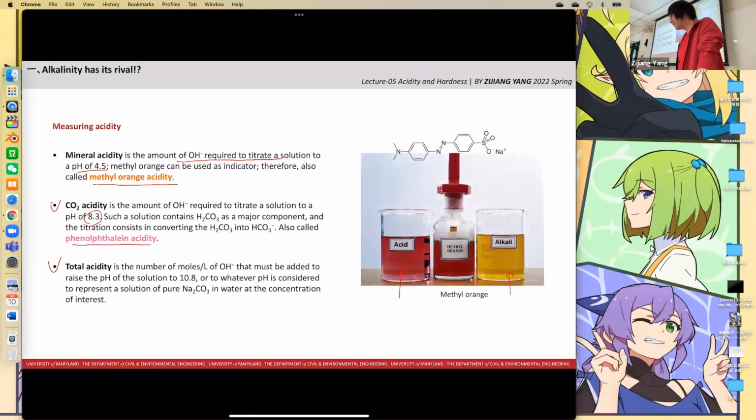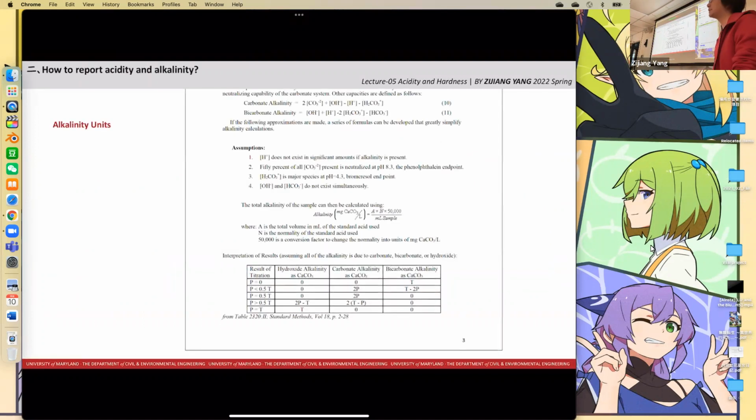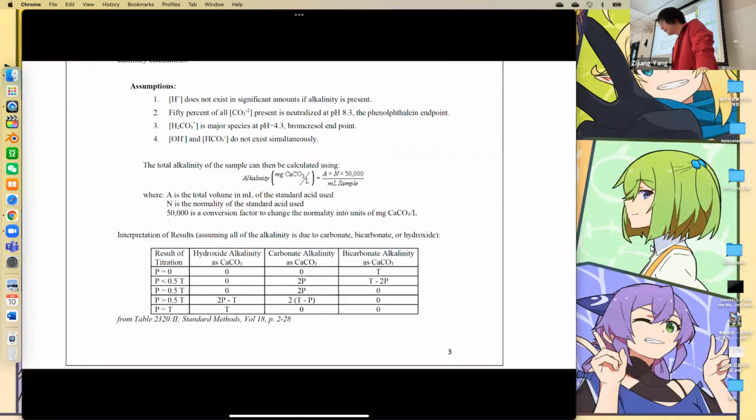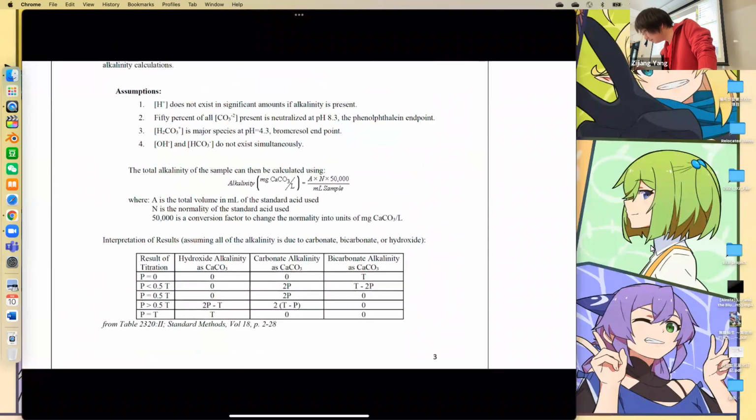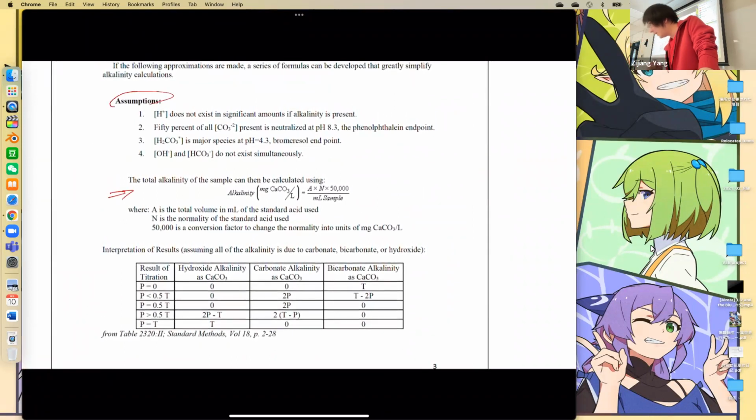No. The next one is about the units of alkalinity, because we are going to report alkalinity. The units of alkalinity were described in the lab protocol. This is the third page. And in the lab protocol, it also demonstrates how to calculate alkalinity based on the data that we have. And here it shows the equation. Note that we have some assumptions, but I want to focus on this equation. From this equation, we can see that the unit of alkalinity is milligram calcium carbonate per liter.